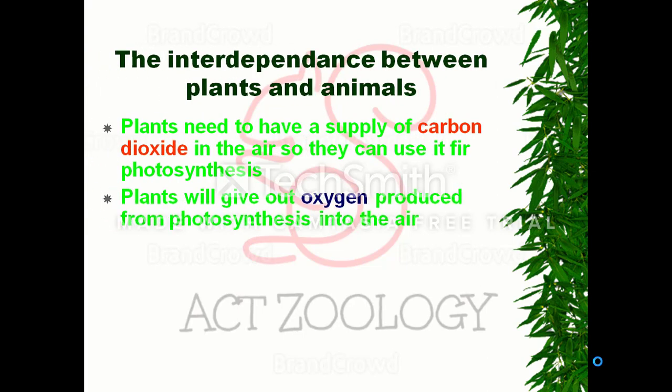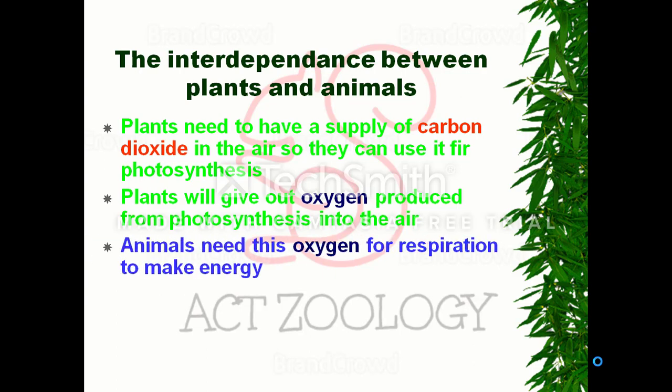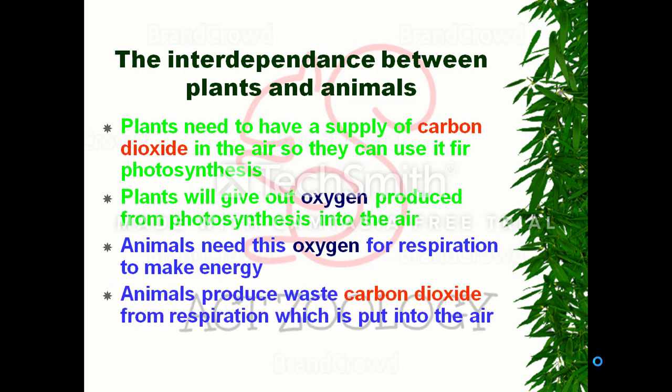What is the interdependence between plant and animal cells? The plants need a supply of carbon dioxide in the air so that they can use it for photosynthesis. Plants will give out the oxygen produced from photosynthesis into the air. What about the animals? Animals need this oxygen for respiration to make energy. So this is the interdependence between plants and animals. Animals also produce waste carbon dioxide from respiration, which is put into the air, which is again used by the plants.